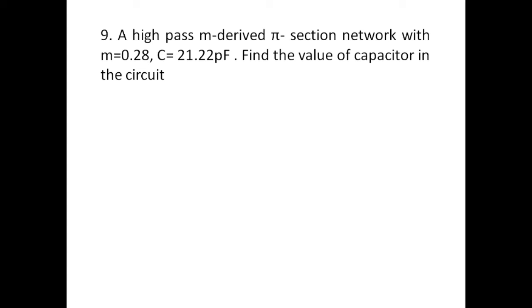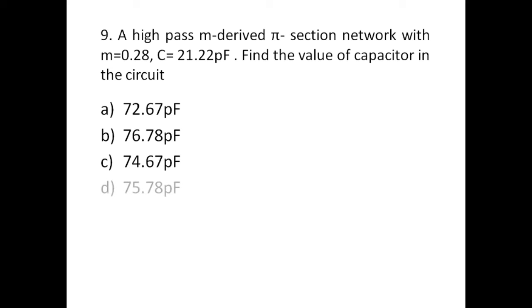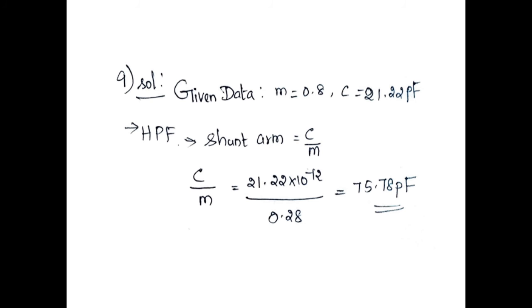Okay, now the options are 72.67 picofarad and 76.78 picofarad. The third option is 74.67 picofarad and the fourth option is 75.78 picofarad. And the answer and the procedure: the answer is 75.78 picofarad. Now see this, in the high pass shunt arm, this is the formula C by M.